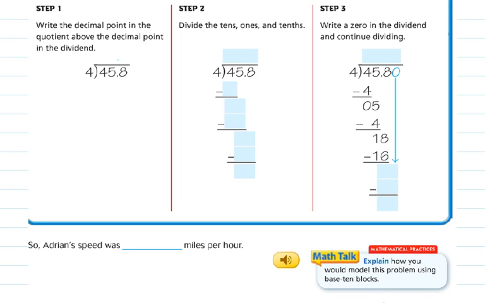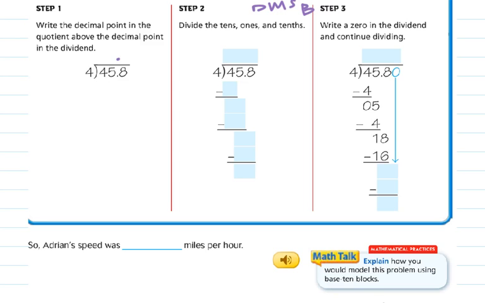Step 1, it says, write the decimal point in the quotient above the decimal. So we're going to write that decimal right above, just to make sure that we're ready for it. Now, step 2, it says divide the tens, the ones, and then the tenths. When we see here, we have the steps that help us create the process and make sure we go through all the steps.